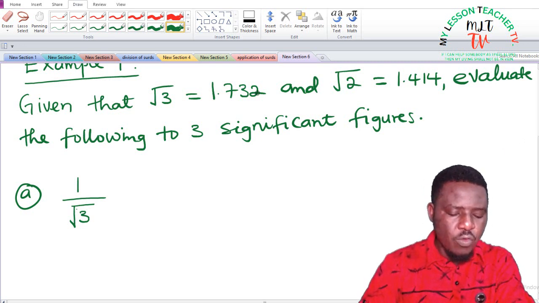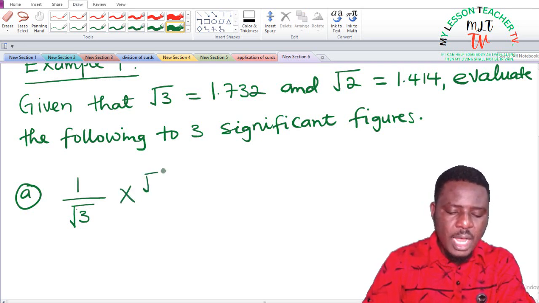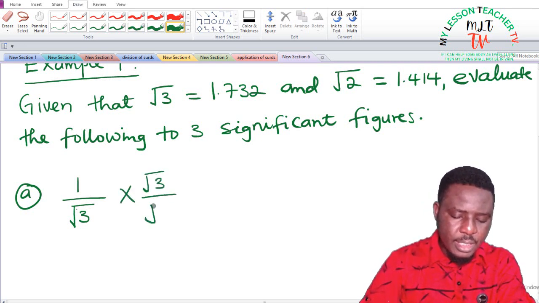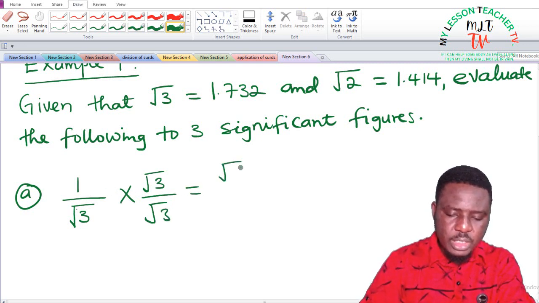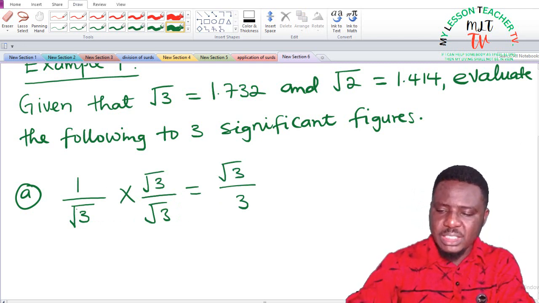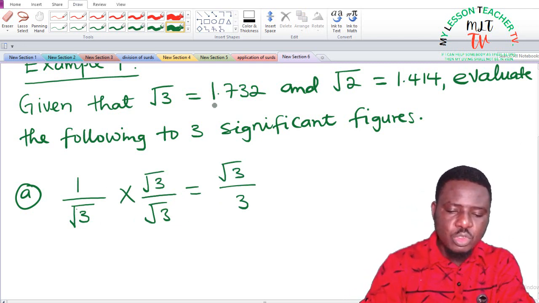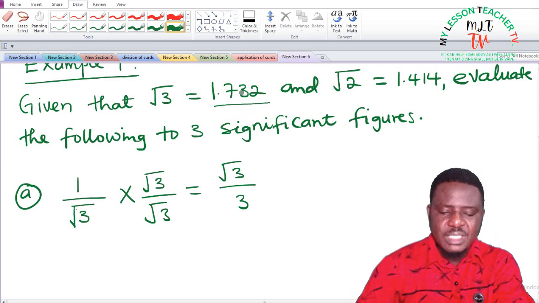So 1 over root 3, when you rationalize it by multiplying both the numerator and denominator by root 3, is equal to 1 times root 3 is root 3, divided by root 3 times root 3 is 3. At this point, root 3 now happens to be at the numerator. So we shall now substitute the value of root 3 for it and then divide by 3. At that point, you discover that it is very easy to divide.